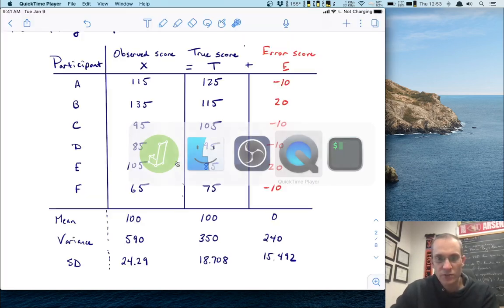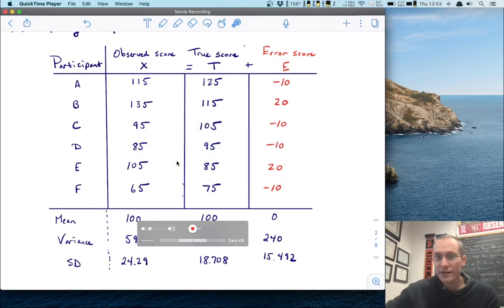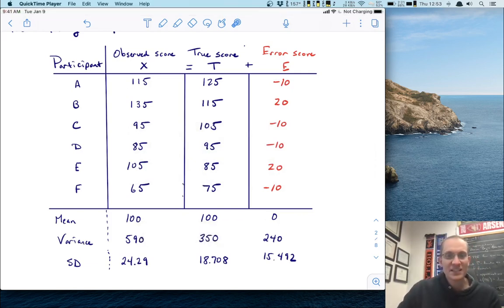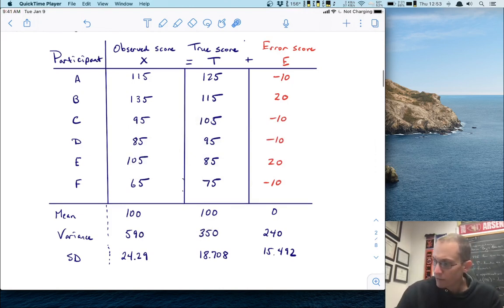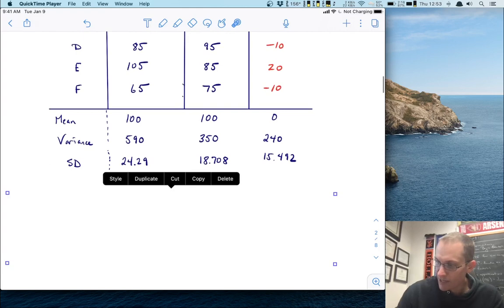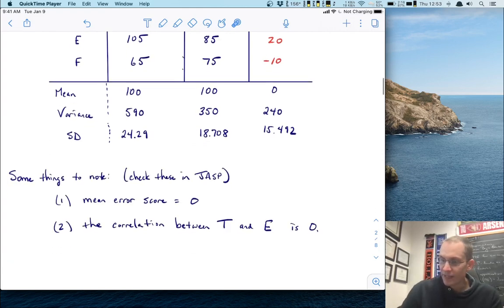So I'm going to pop back over to the slide here. Let me go to QuickTime Player. There it is. I've rewritten all of those descriptive statistics here for you. Again, the means, the variances, and the standard deviations. Now, real quickly, I know I said a bunch of things. Let's write them all down. Some things that you might note that we could check in JASP.